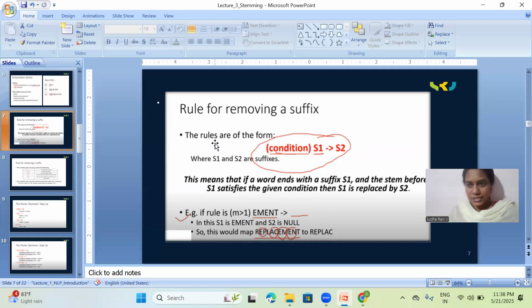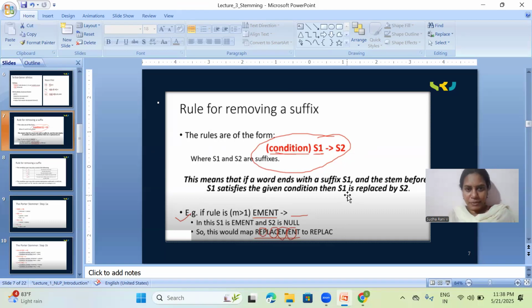Rule for removing a suffix. What rule do we have to follow to remove the suffix? The rules are of the form: condition, S1 tends to S2, where S1 and S2 are suffixes. This means that if a word ends with a suffix S1 and the stem before S1 satisfies the given condition, then S1 is replaced with S2.